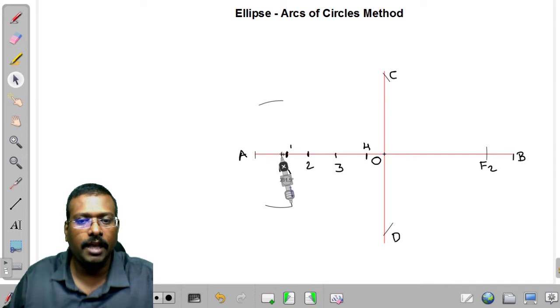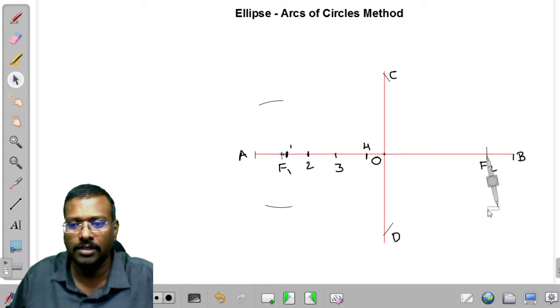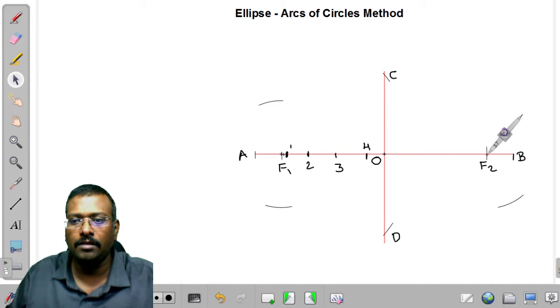Now with the same length as radius, don't change the radius. Now you take F2 as center. Draw the arcs on both the sides of the line. Similarly, here also we have to draw the arc.